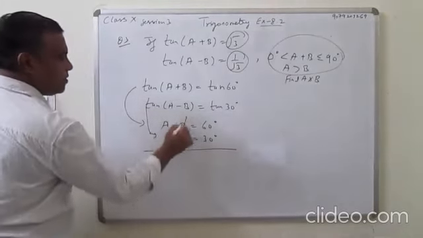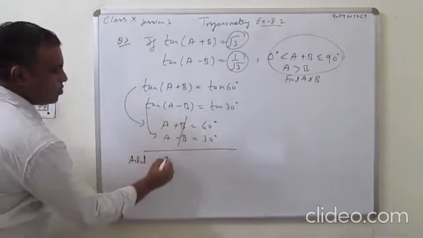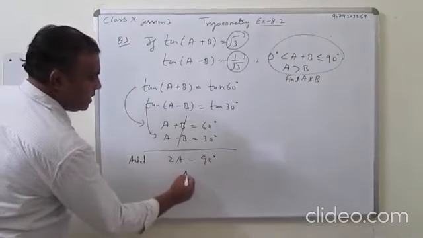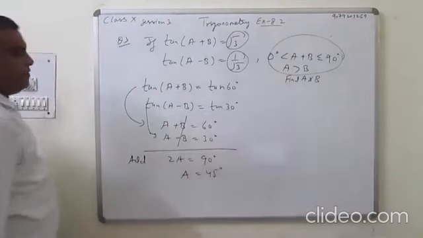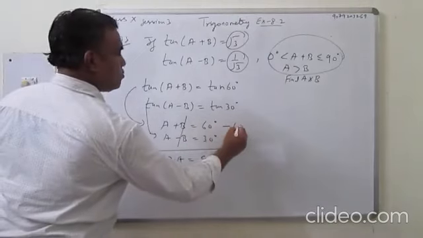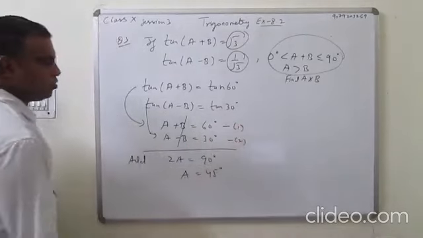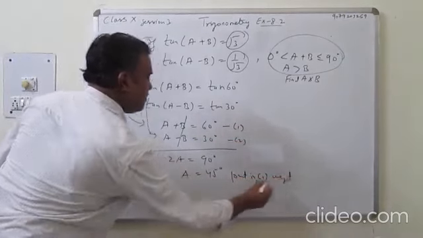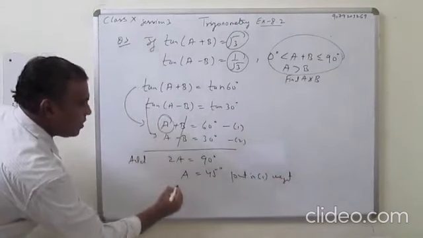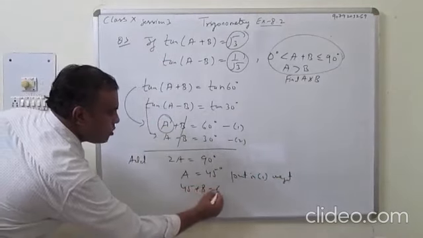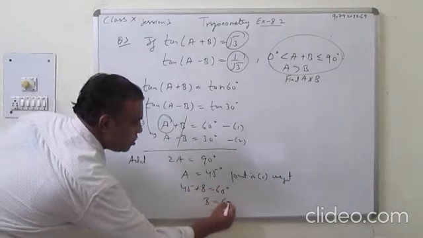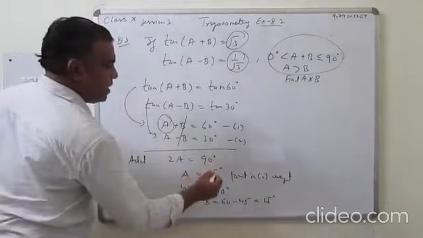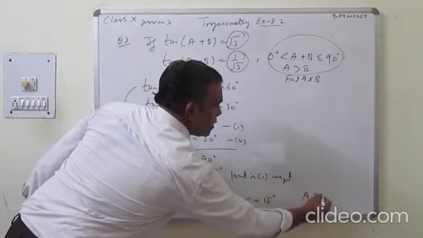Solve it, add them. 2A is equal to 90 degree, A is equal to 45 degree. Suppose this is equation 1 and this is equation 2. Put in 1: instead of A, you can write 45 plus B is equal to 60. B is equal to 60 minus 45 is equal to 15 degree. So A is greater than B.